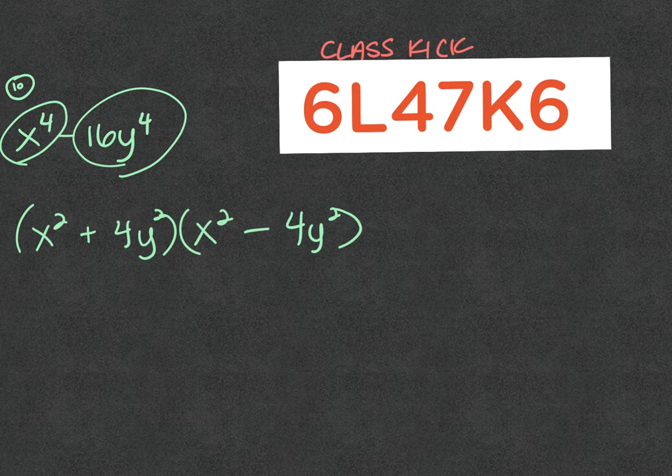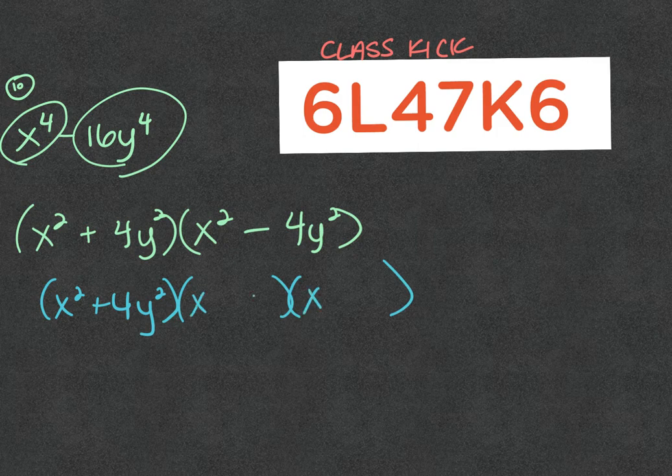Then I'm looking at my answer as it is, and the first one is prime because it's a plus. They're both perfect squares, but it's a plus. But the second one is the difference of two squares again. So the first one is going to stay as it is, but the second one, I can square root the first term, square root the second term, and one gets a plus and one gets a minus.